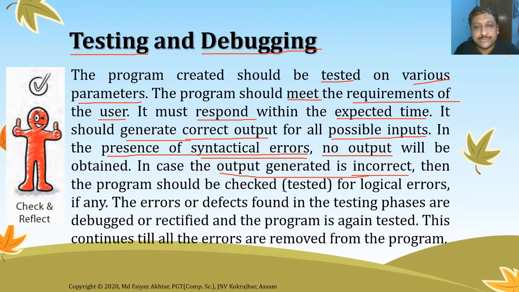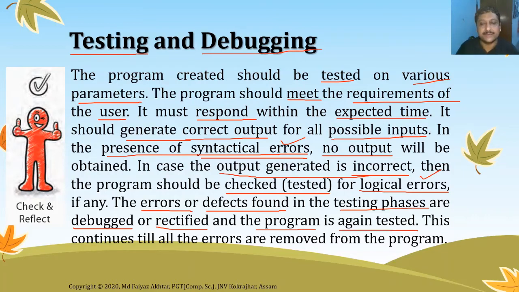In case the output generated is incorrect, sometimes output is generated but it is incorrect, then the program should be checked. Checked means tested for logical errors also. Some syntactical errors are also there, some logical errors are also there, if any. The errors or defects found in the testing phase are debugged. Debugging means rectifying, making the correction in the program, and then it is tested again.